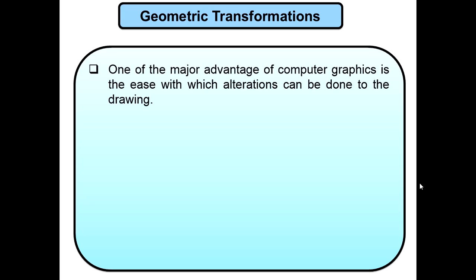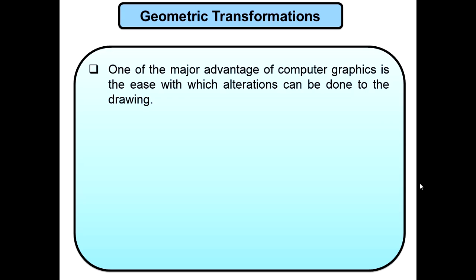We'll see first what a geometric transformation is and what its purpose is, and one by one we will see the basic geometric transformations that are to be used. One of the major advantages of computer graphics is the alterations that can be done in the drawing. Whatever drawing we are making on the computer screen can be easily altered or changed. That is one of the major advantages.